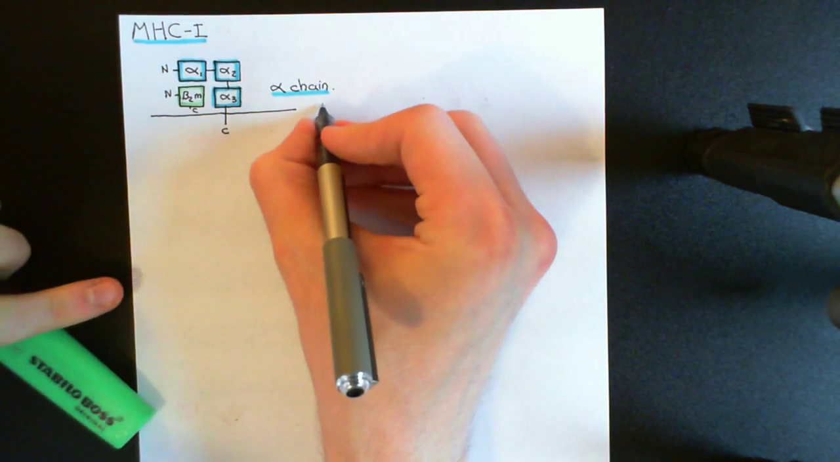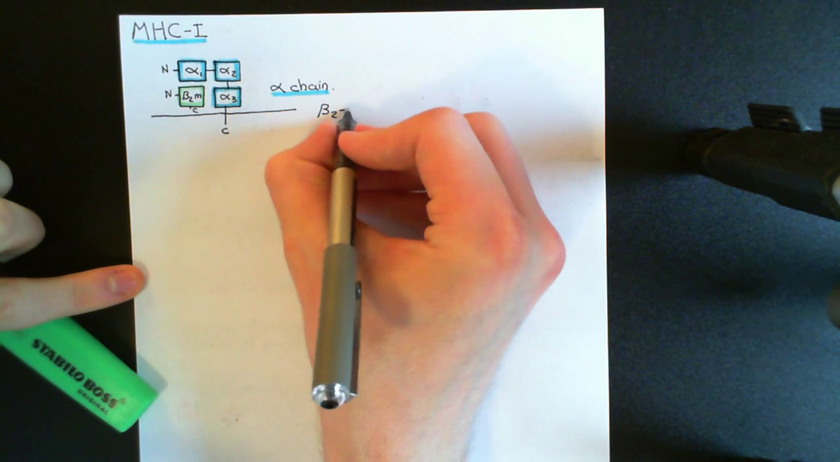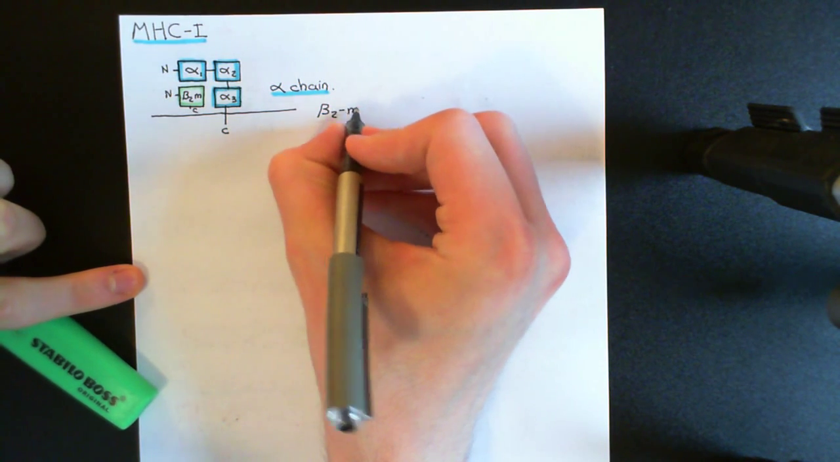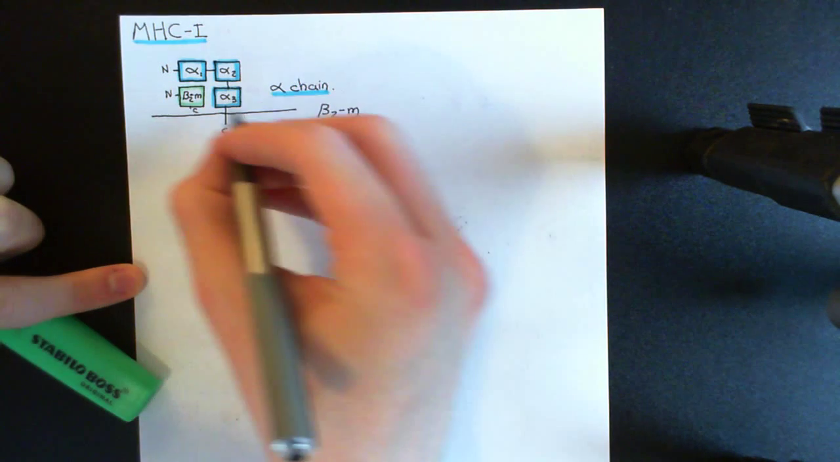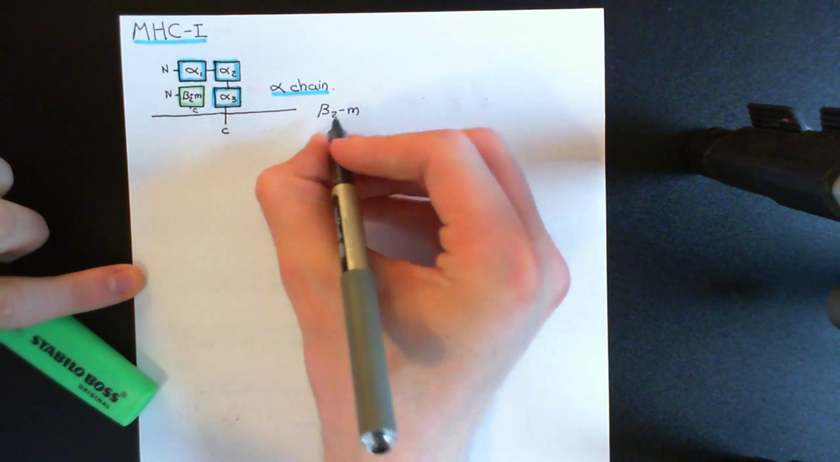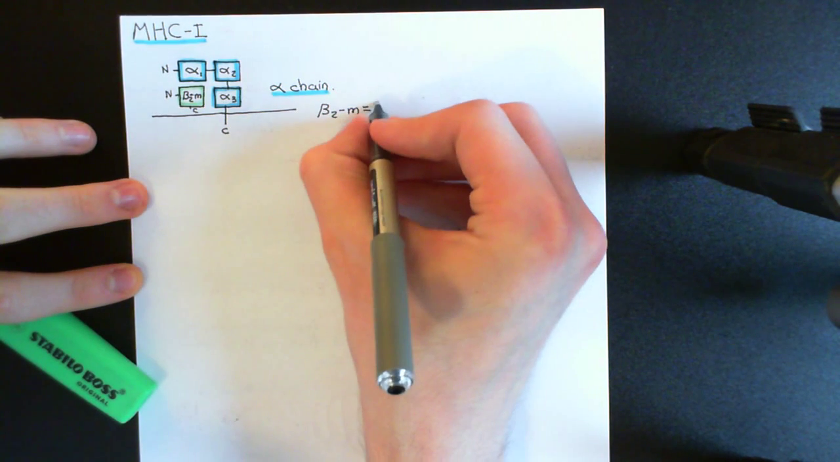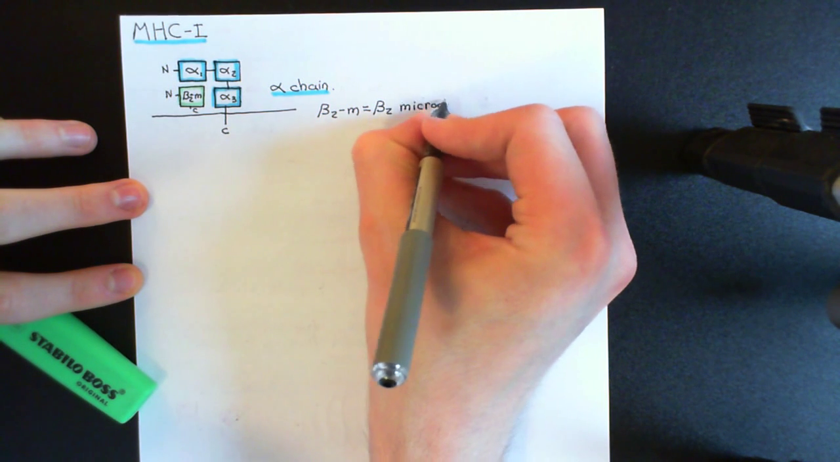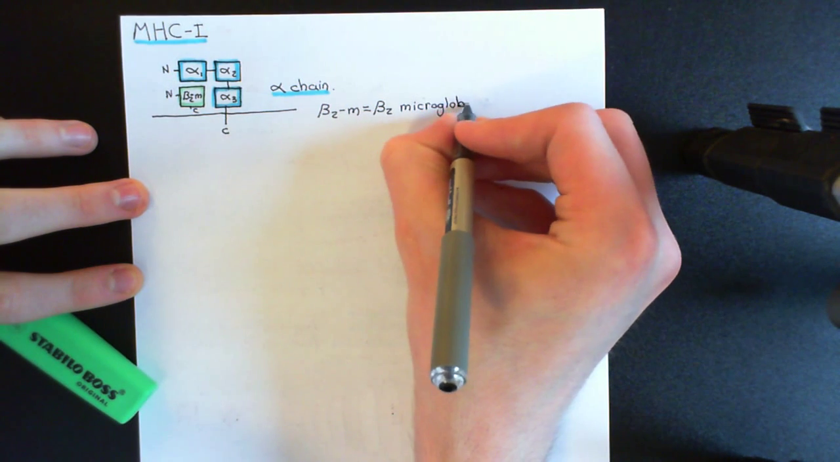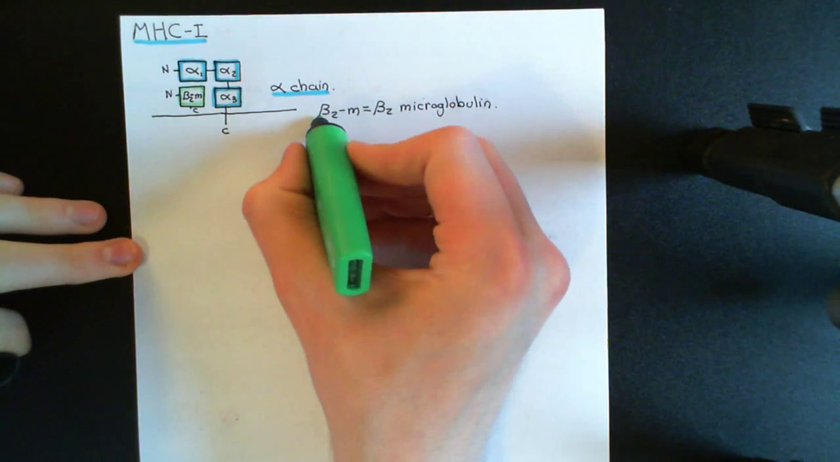This is often just abbreviated down to beta-2M. Ideally there would be a dash in there, I've just put it in. I didn't put it in previously because it's a little bit squashed. And this stands for the beta-2 microglobulin, and it's an important part of the MHC Class 1 complexes. Okay, and it's coloured in there in green.